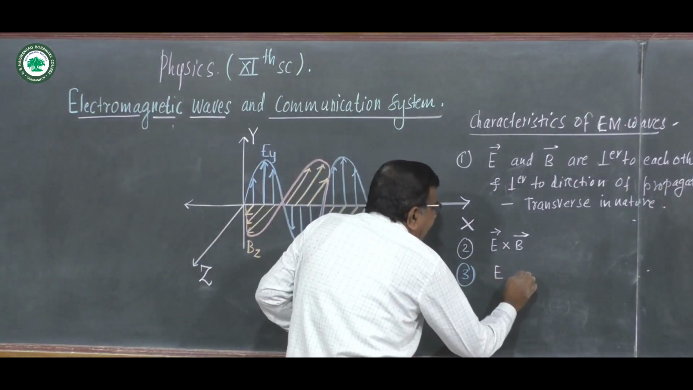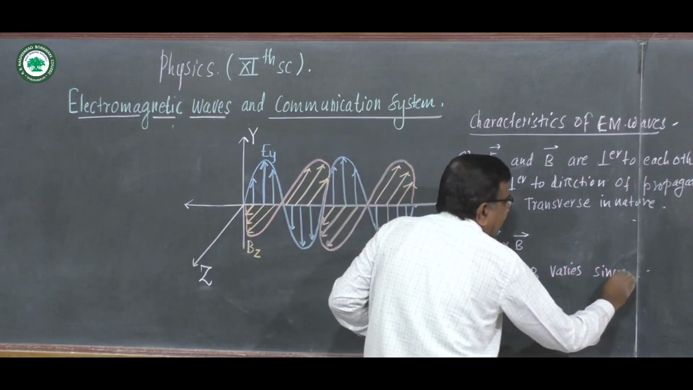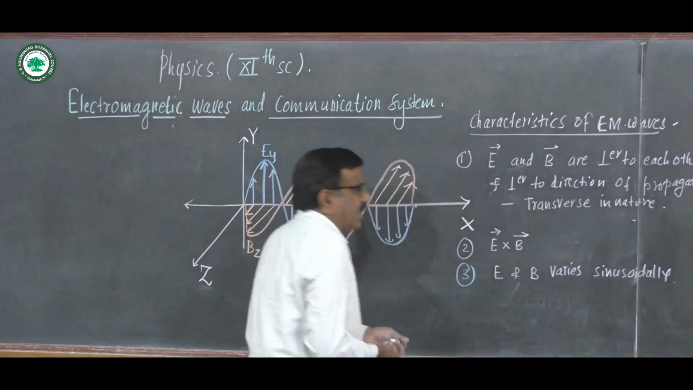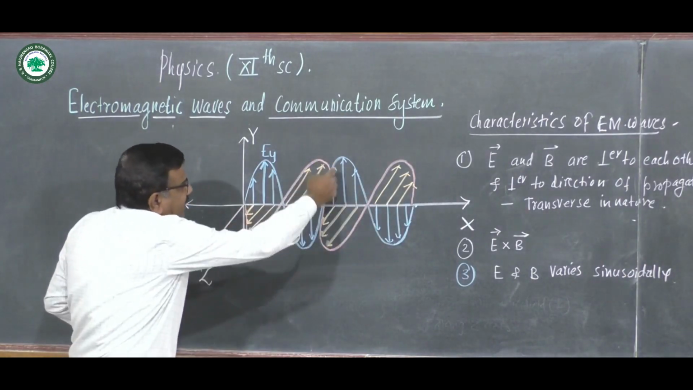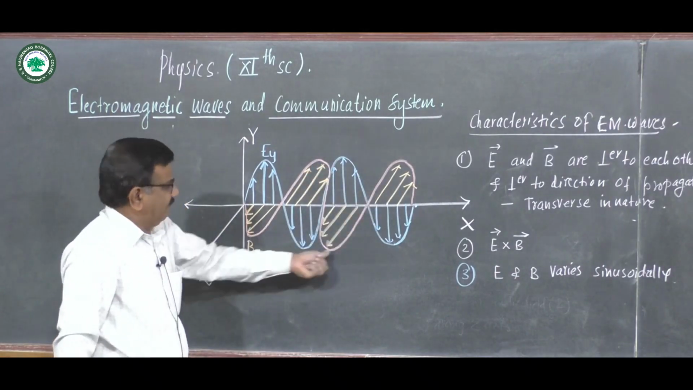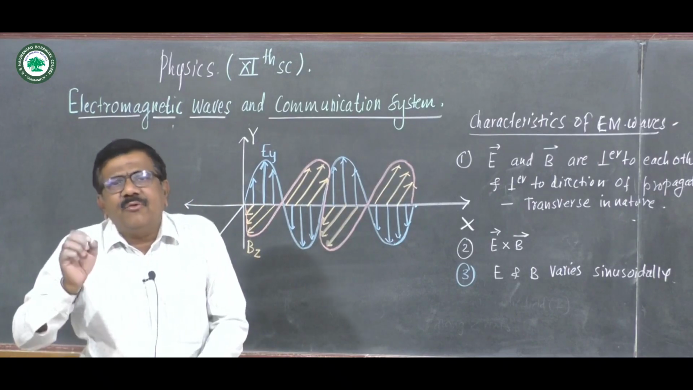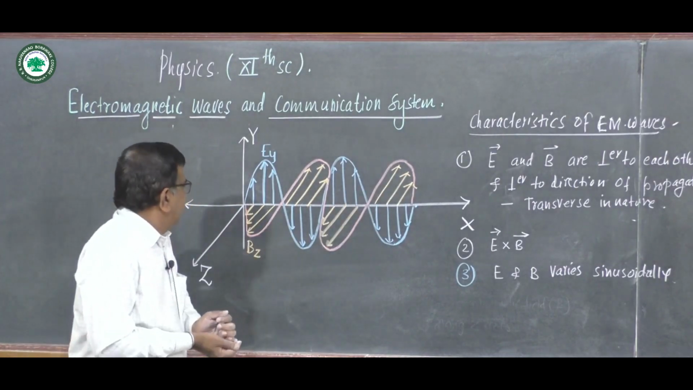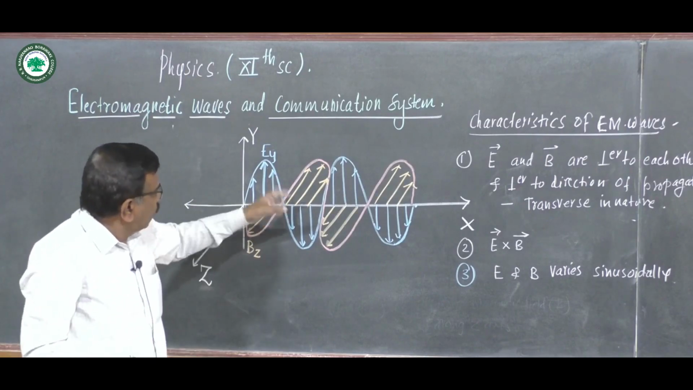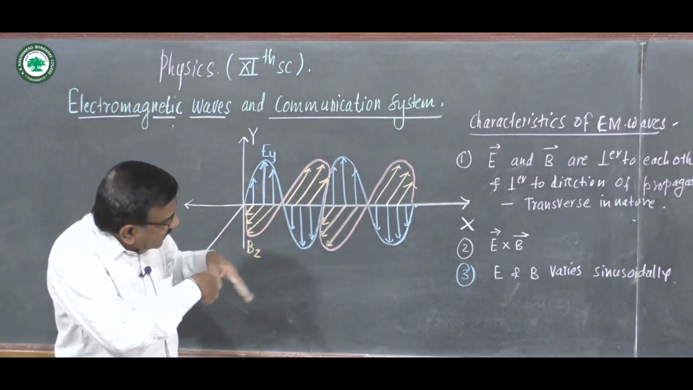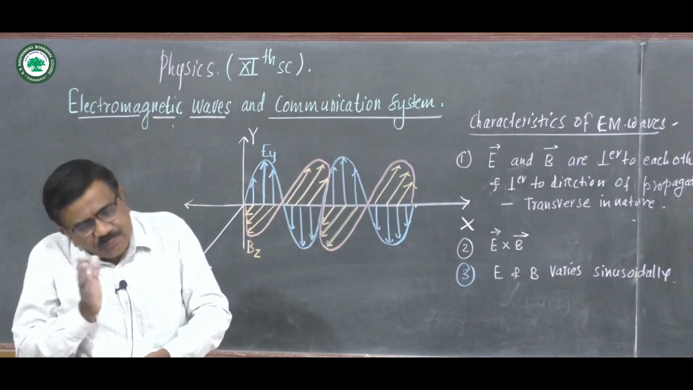In this wave, electric field and magnetic field vary sinusoidally. See, this is a sine wave, the electric field. The magnetic field also varies sinusoidally along the z-axis. Both waves vary sinusoidally and they are in the same phase. It means when the electric field is maximum, at the same time the magnetic field is maximum, and both are zero at the same point. E and B vary sinusoidally and are in the same phase.